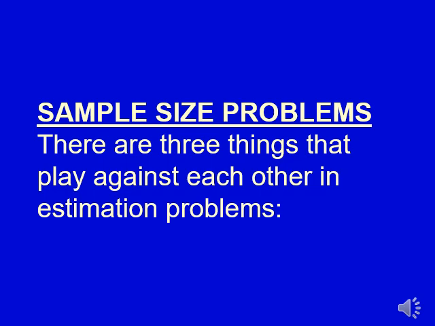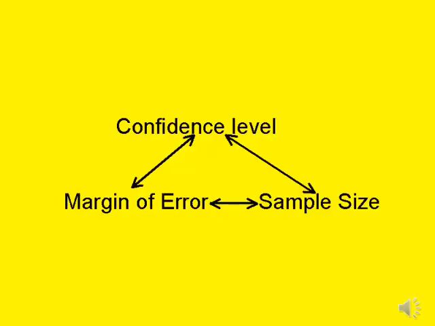Well, the last thing that we're going to do with estimation is to answer the question, how big of a sample do you need to get the results that you want? And it turns out that to answer that question, we need to realize that there's always three different things that play against each other when you have estimation. Those things are the confidence level, the margin of error, and the sample size.